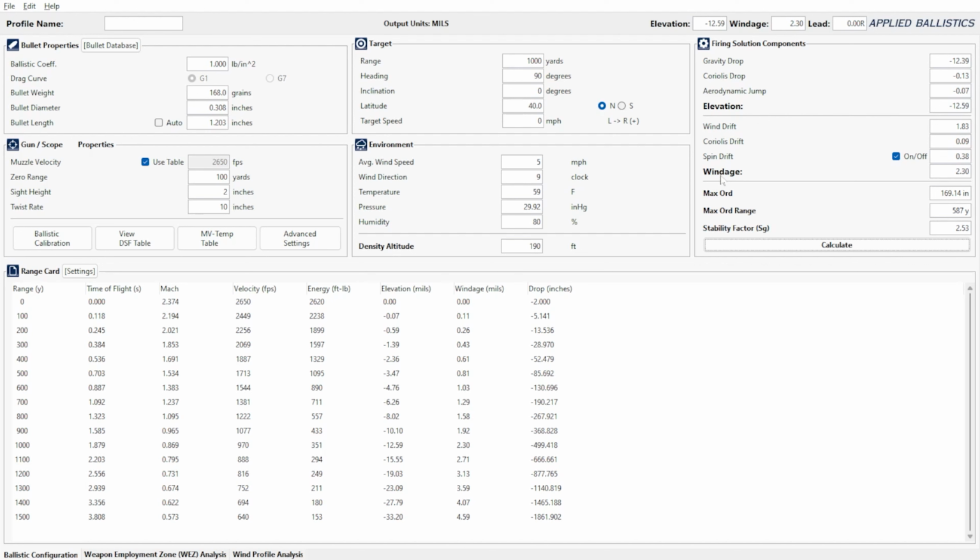Then it's going to discuss windage in this next part. It gives you your wind drift, Coriolis drift, and spin drift. Spin drift you can turn on and off. I would keep it on. The Coriolis, in case you didn't know, is about the rotation of the Earth.